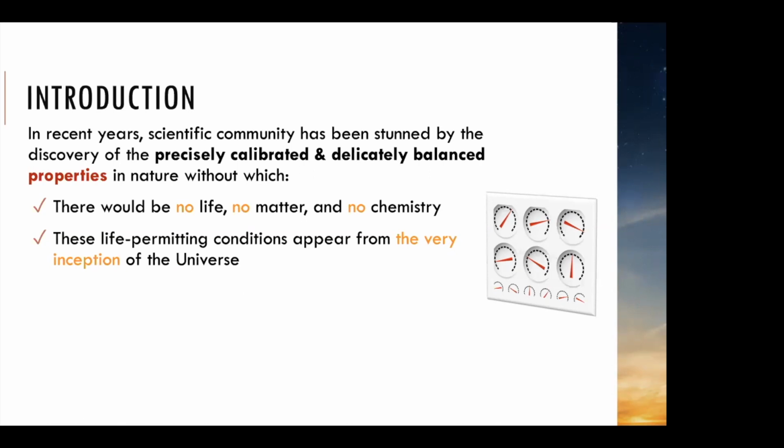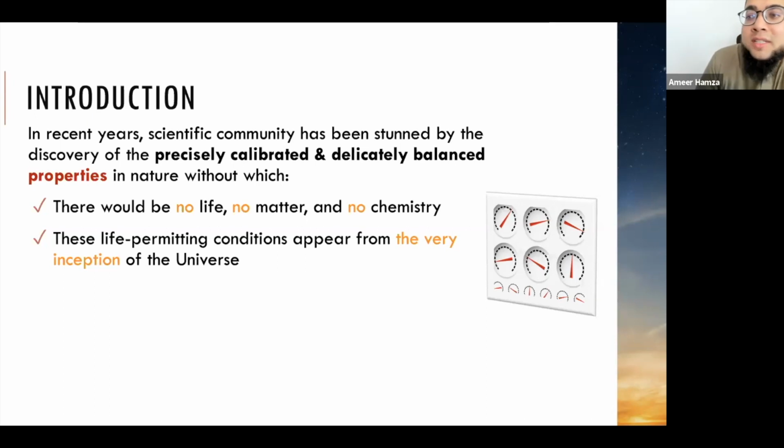These life-permitting conditions appear from the very inception of the universe. Now scientists, using math and particle collision, can determine what the universe would have been like in the first trillionth of a second. I'm not exaggerating: 10 to the power of negative 43. They give you some massive astronomical numbers, but let me make it simple.